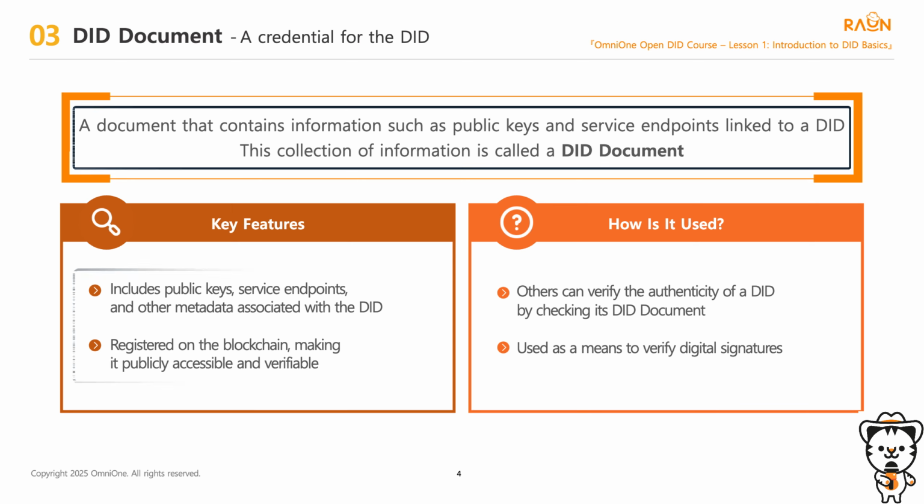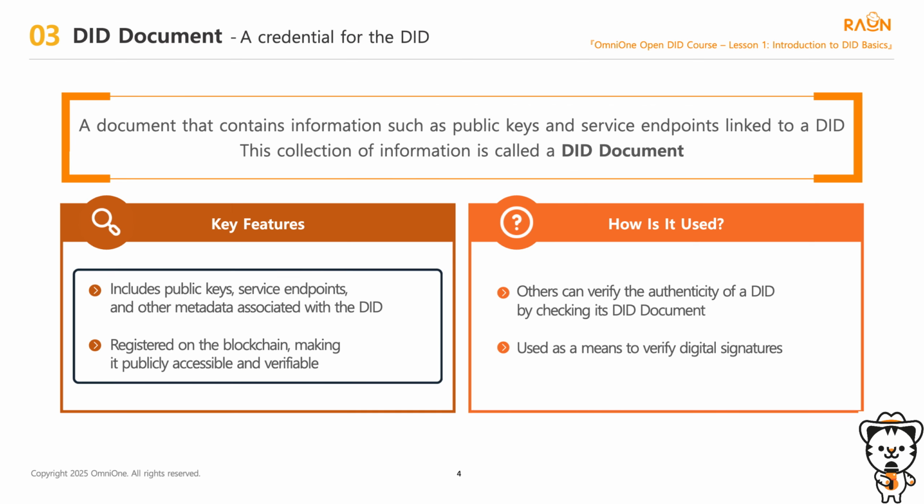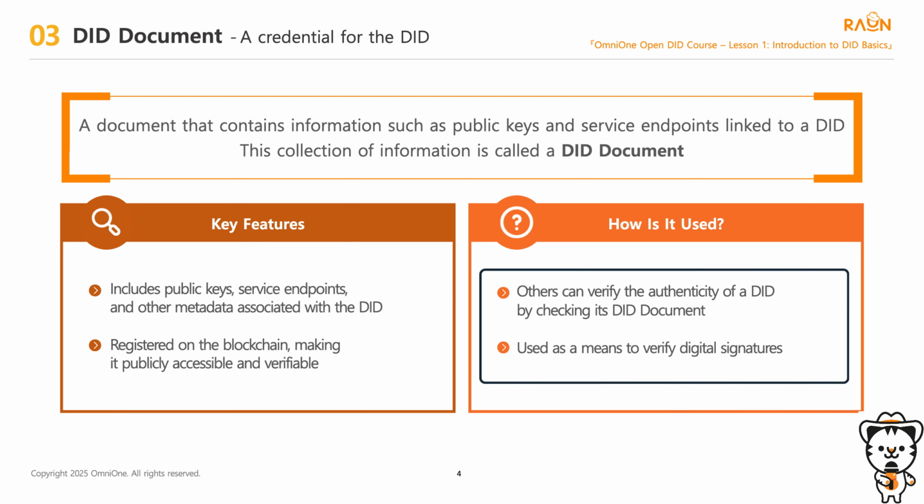Back to the DID document. Since it contains your public key and other metadata, it must be accessible to other parties. This document is stored on the blockchain, so anyone can access it and verify your digital signature. In practice, someone can look up your DID document, find your public key, and use it to verify that a digital signature was made by you. This makes it possible for DIDs to function as a reliable identity system.